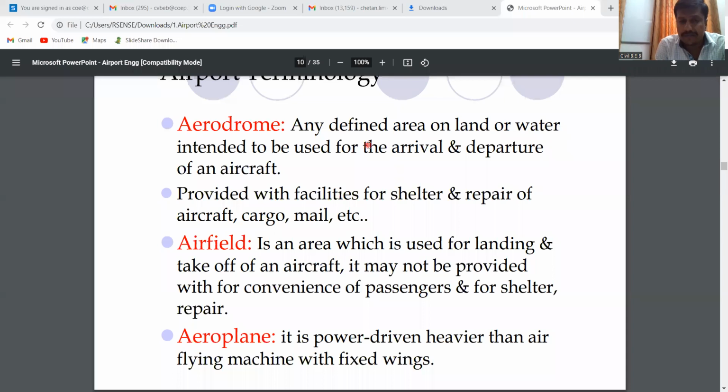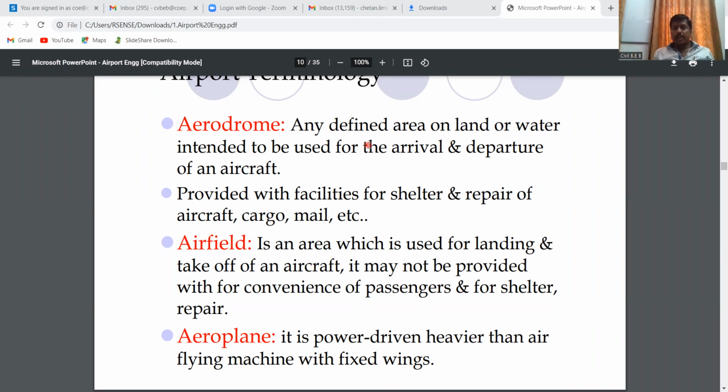What is airfield? Actually, that aerodrome is provided with facilities like the shelter and the repair of the aircraft. What is airfield? Airfield is an area which is used for the landing and takeoff of an aircraft. It may not be provided with the convenience of the passengers or for the shelters and the repairs. So airfield is the area which is used for the landing and takeoff. Runway is an important part of this airfield.